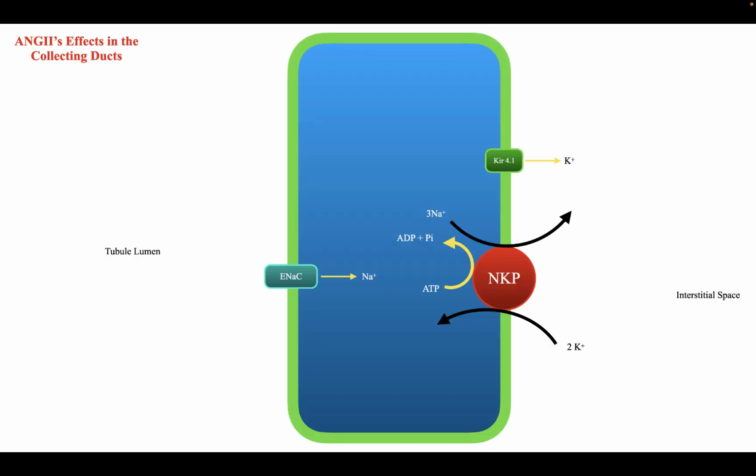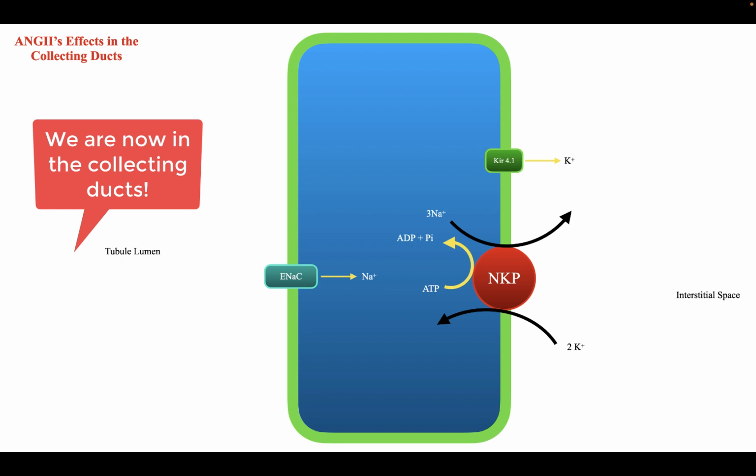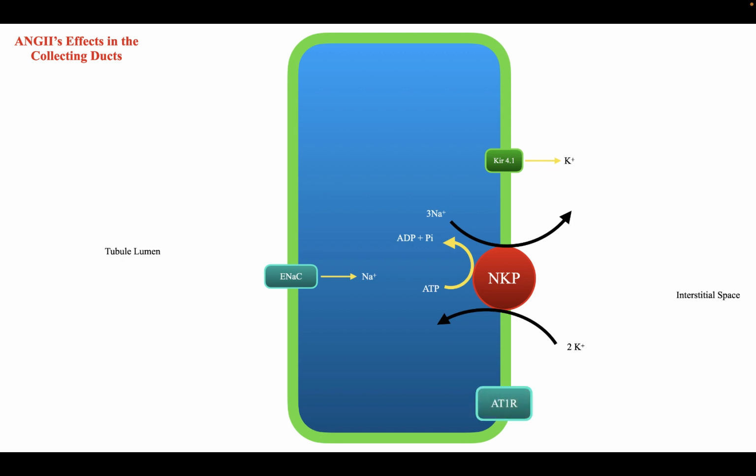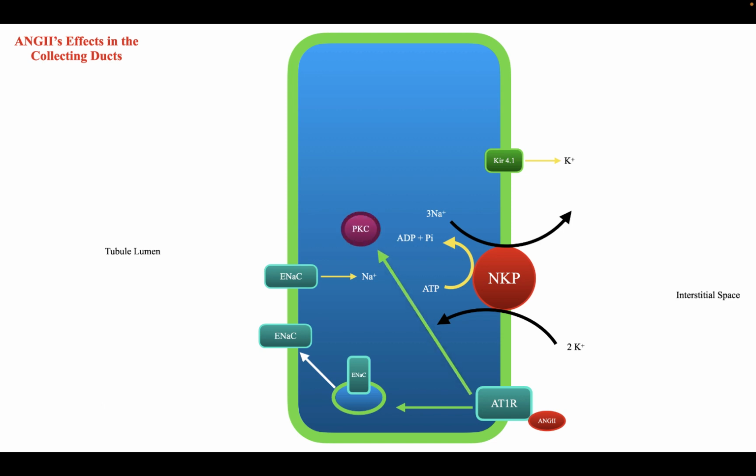So on the basolateral membrane, in the collecting ducts, in the epithelial cells of the collecting ducts, we have the AT1 receptor. The AT1 receptor, when activated, will cause a cascade of events, which results in the increase in the insertion of ENaC channels in the apical membrane. So in other words, when the AT1 receptor is activated, this will increase the insertion of ENaC channels into the apical membrane. In addition, the AT1 receptor will also increase the activity of protein kinase C.